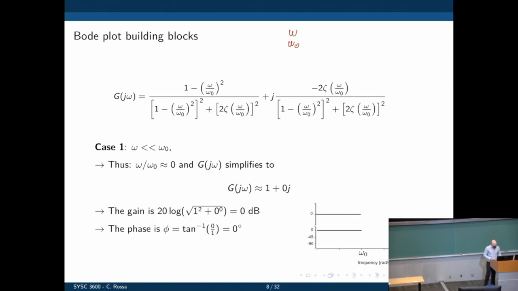We need to now do the three cases as we did for the real pole and the real zero. So the first case is where the input frequency is much smaller than the cutoff frequency. Or in other words, the cutoff frequency is much greater than the input frequency, which makes omega over omega zero tend to zero. If that tends to zero, then this is zero. The entire imaginary part is zero. This is zero. This is zero. And you are left with 1 plus 0j.